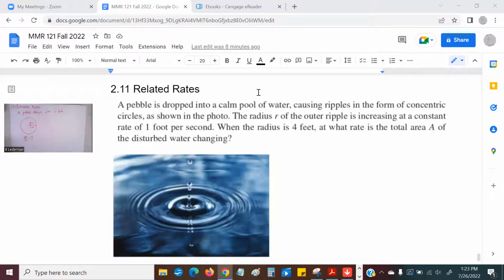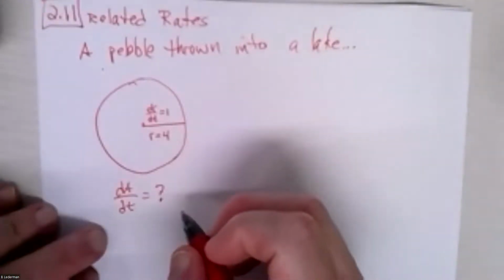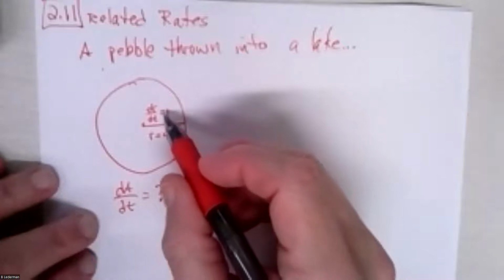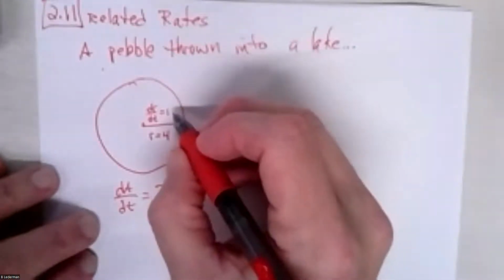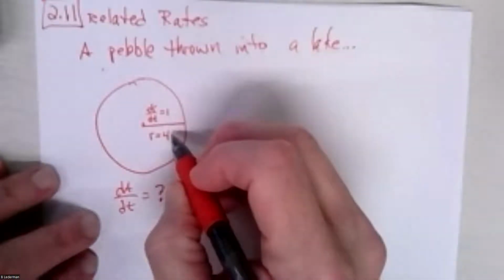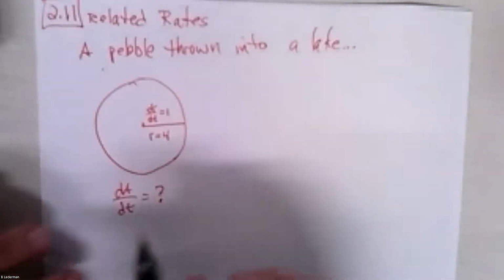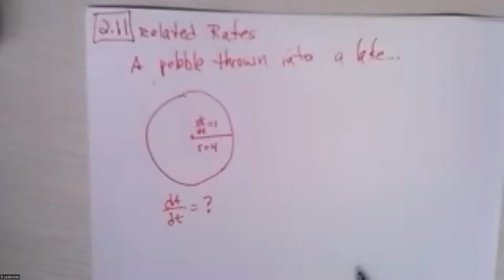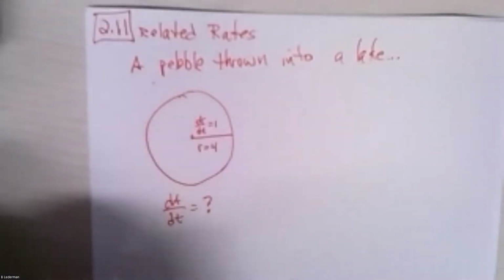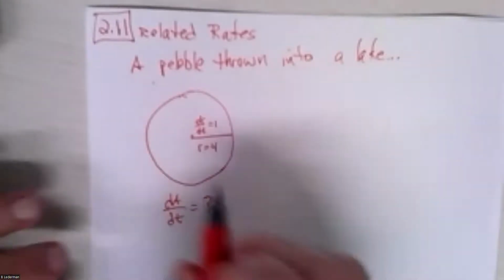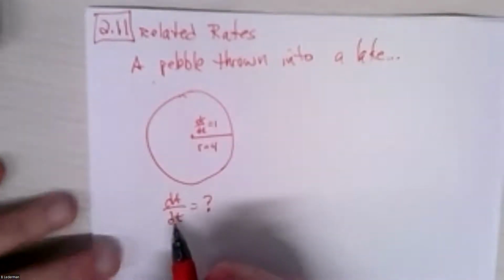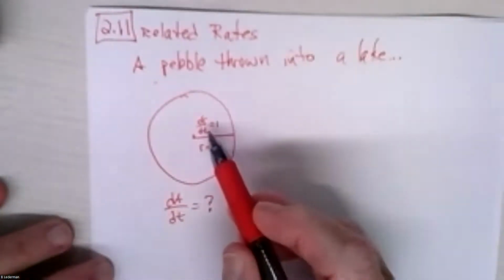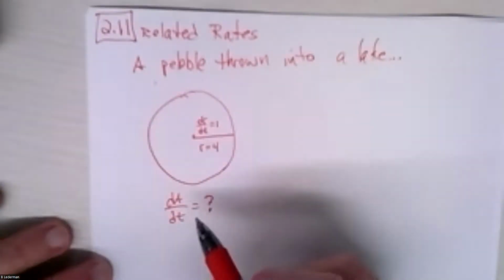Now let's see how this works. dR/dt, the rate of change for the radius, is 1 foot per second. The radius is 4 feet right now. How is the area changing? Well, it's a related rate. We want to know the rate that the area is changing, and they don't give us that. They only give us the rate that the radius is changing, but the area and the radius are related.